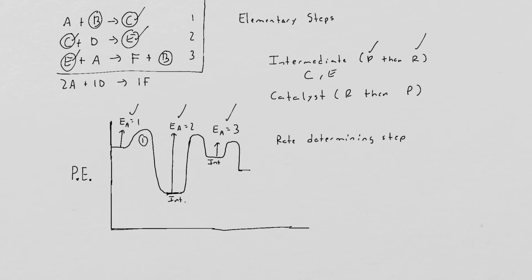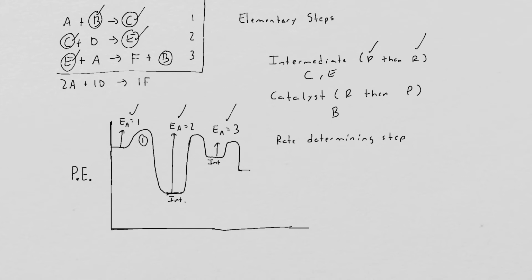Catalysts, on the other hand, are going to show up as reactants first, and then they're going to show up as products, but they're also going to cancel out. So B, which is a reactant when it collides with A to make C, eventually gets produced or reintroduced in a subsequent step as a product. So B is a catalyst. So bottom line, intermediates: products first, then reactants. Catalysts: reactants first, then products.